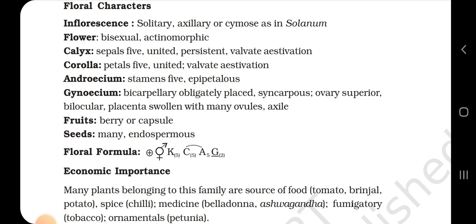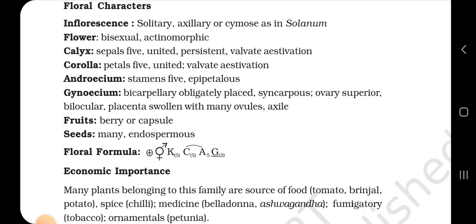Floral characters: inflorescence solitary, axillary or cymose as in Solanum. Flower bisexual, actinomorphic. Calyx sepals 5, united, persistent, valvate aestivation. Corolla petals 5, united, valvate aestivation. Androecium stamens 5, epipetalous. Gynoecium bicarpellary, obliquely placed, syncarpous, ovary superior, bilocular, placenta swollen with many ovules, axile. Fruits berry or capsule. Seeds many, endospermous.